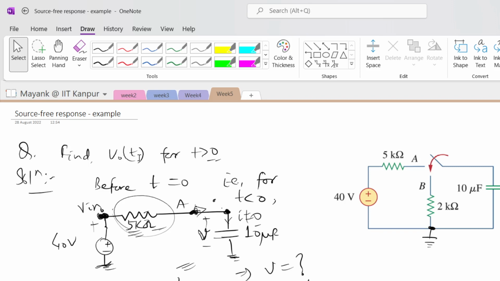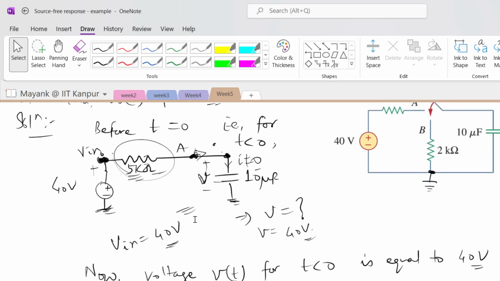So find V naught t. This is V naught. This is not V naught. This is V. Okay, so this voltage here. Find this voltage for time t greater than 0. Fine. The question is clear now, right?